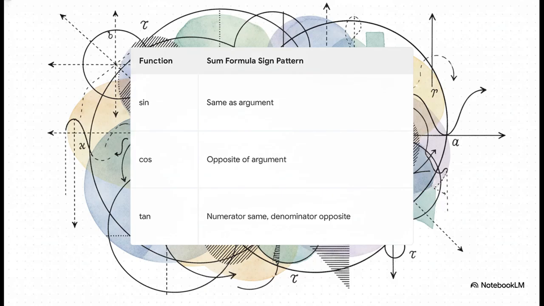And check this out. This table shows how beautifully the tangent formulas fit into the bigger family of sum and difference identities. For sine, the sign always matches. For cosine, it's always the opposite. And tangent, it's just this clever combination of both patterns. It's such a neat and consistent system when you see it all laid out.